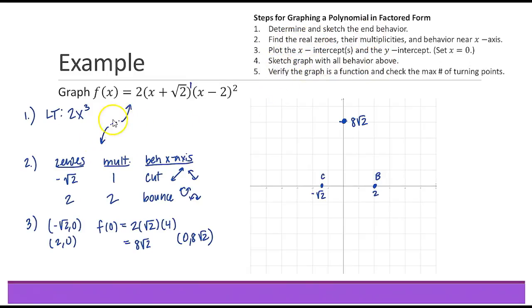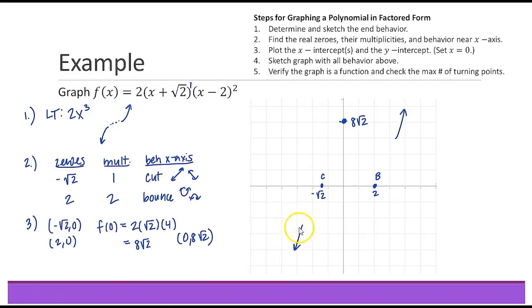Before, we only sketched the end behavior over off to the side. Well, I want to go ahead and sketch the end behavior on the graph. It's going to point up and to the right, and I want to be sure to be on the right-hand side of any x-intercepts, and then it's going to fall down into the left. So it's going to go ahead and fall down here.